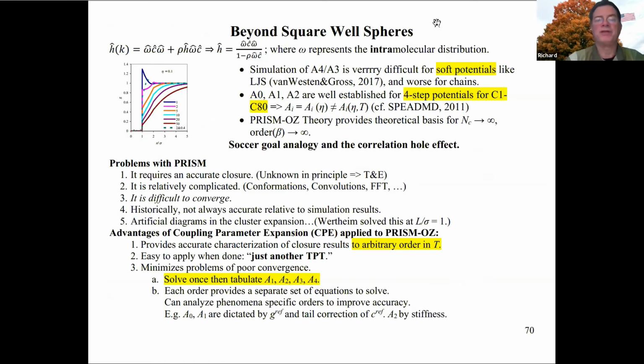So now let's talk about something that's not a sphere, finally. How many minutes are we in here?